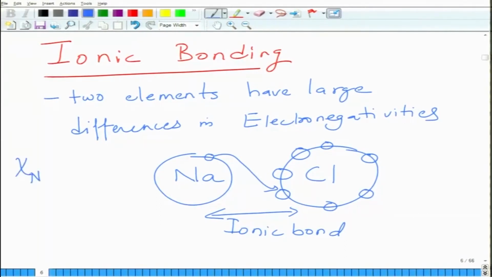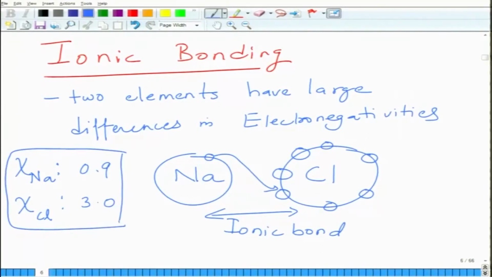And let me just tell you the values of electronegativity. So, chi of sodium has a value of about 0.9 and chi of chlorine has a value of roughly 3. So, this is a substantial difference between the two, and this is related to the bond energy. And that is why ionic bonds are typically very strong.